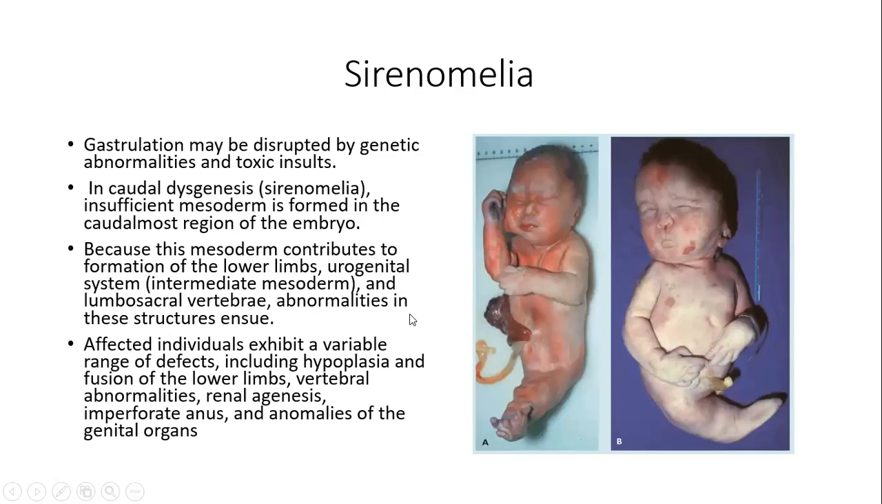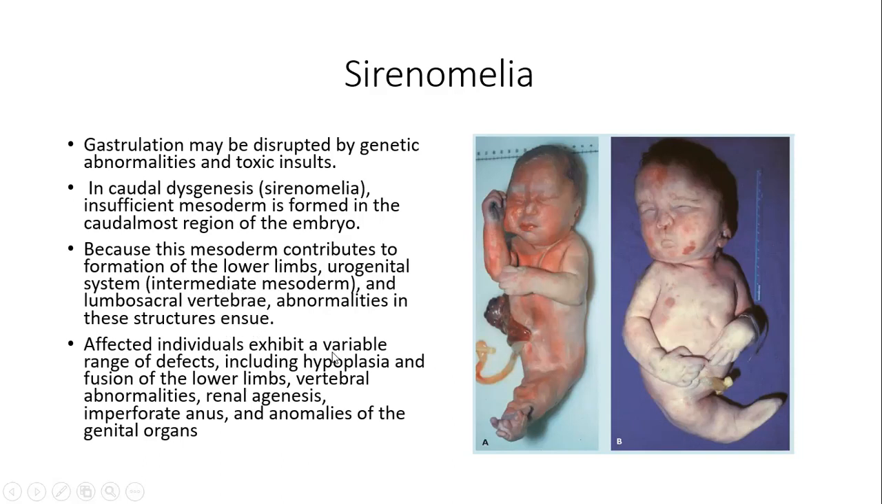There is a condition which is known as sirenomelia. Gastrulation may be disrupted by genetic abnormalities and toxic insults. In caudal dysgenesis, which is also known as sirenomelia, there is insufficient mesoderm formation in the caudalmost region of the embryo. Since the mesoderm of the caudal region contributes to the urogenital system and also to the lateral plate mesoderm, the formation of lower limbs is hampered, the urogenital system is hampered, and lumbosacral vertebrae may also be abnormal.